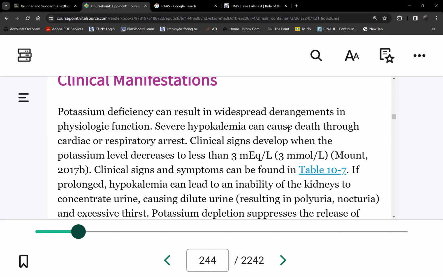Okay. The problem with potassium is there's a limit to how much we can give every hour. That's why it's very crucial to prevent it in the first place. But here we are, the patient is hypokalemic. It's dangerous to replace it too fast. So it will take hours, sometimes days to correct this.